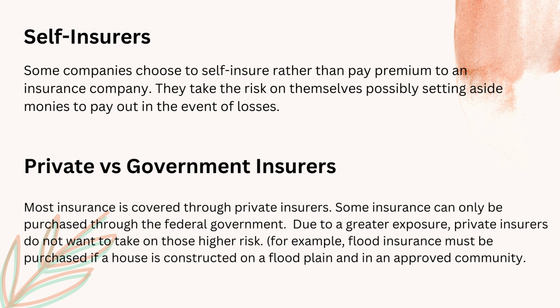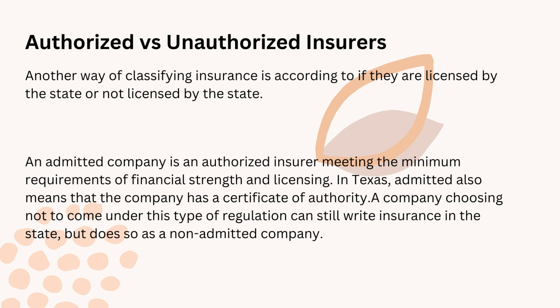Private versus government insurers. Most insurance is covered through private insurers. Some insurance can only be purchased through the federal government. Due to a greater exposure, private insurers do not want to take on those higher risks. For example, flood insurance must be purchased if a house is constructed on a floodplain and in an approved community.